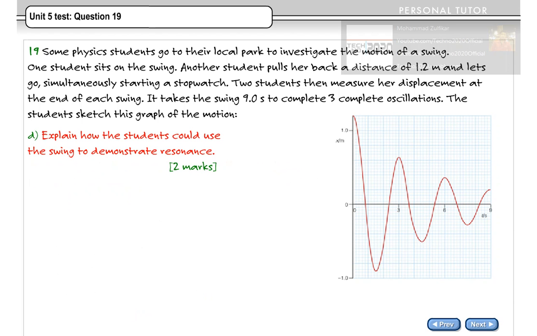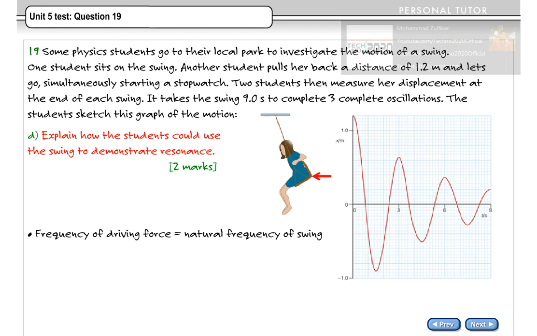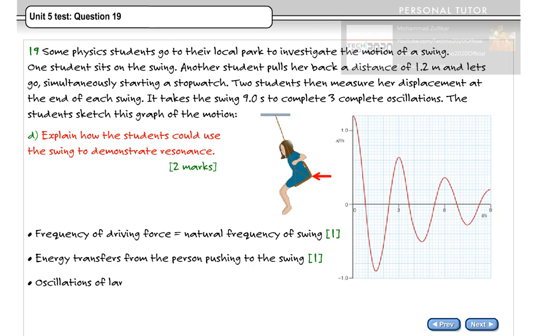In Part D, to demonstrate resonance, a student could give the seat a firm push every time it reached the end of its swing. The frequency of the applied driving force would therefore be the same as the natural frequency of oscillation of the swing. Energy will then transfer from the person pushing to the swing, and so oscillations of large amplitude will build up. Note this is an explain question, not a describe question. So the first 2 statements are essential because they explain why resonance occurs.